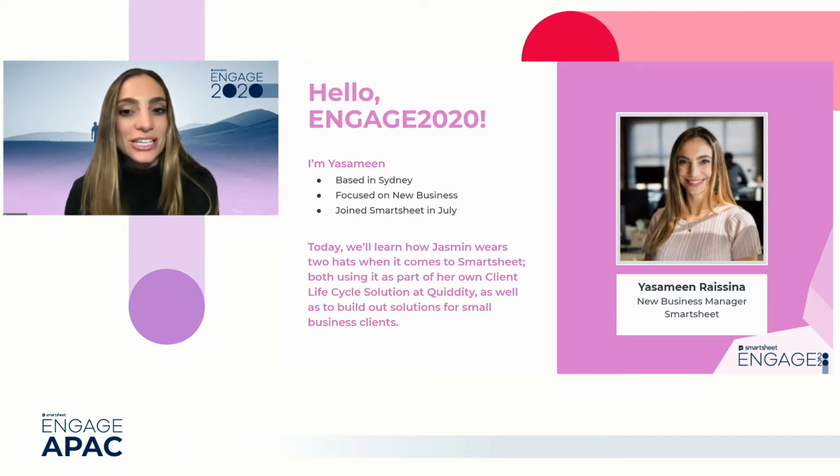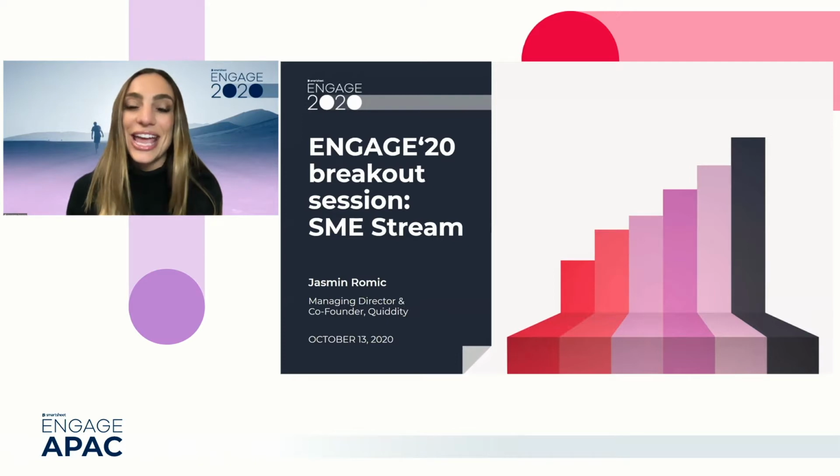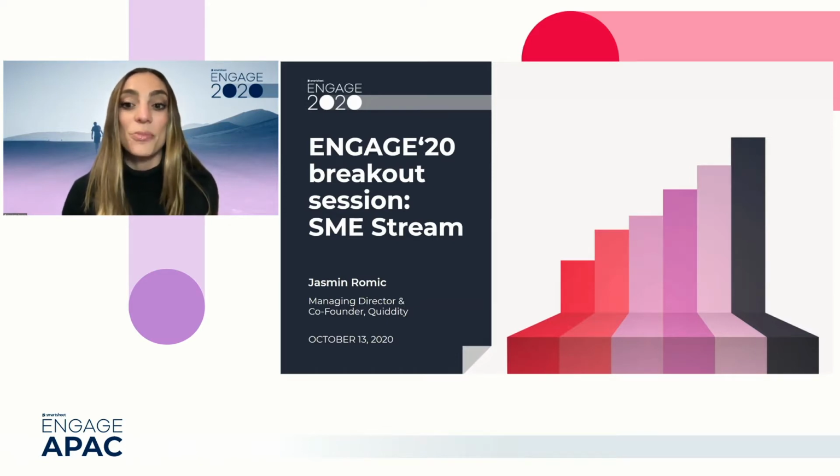I'm very pleased to introduce Jasmine Romick, Managing Director and co-founder of Quiddity, an accounting and financial services small business that offers a new approach to financial management. Jasmine wears two hats when it comes to Smartsheet, not only using it at Quiddity, but also to build out solutions for her customers.